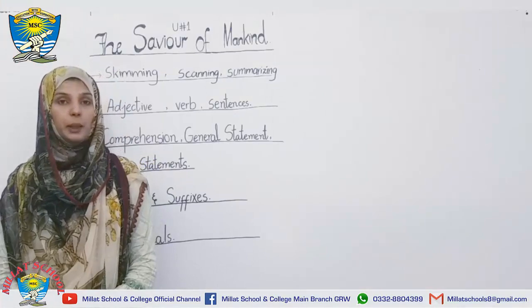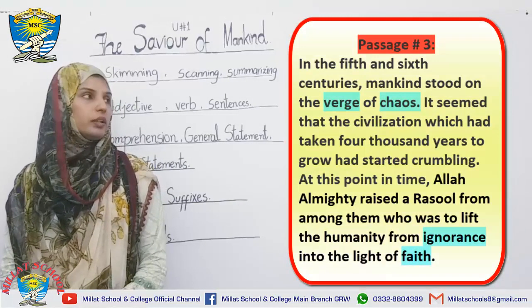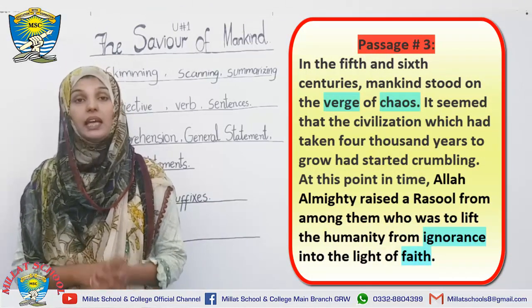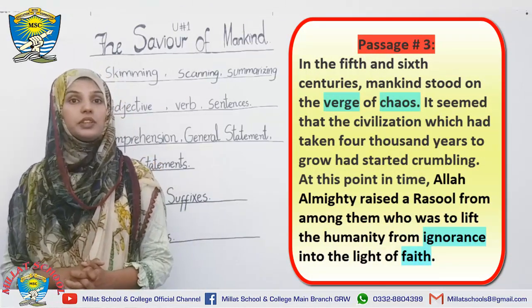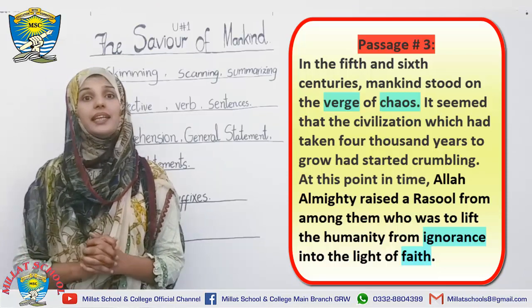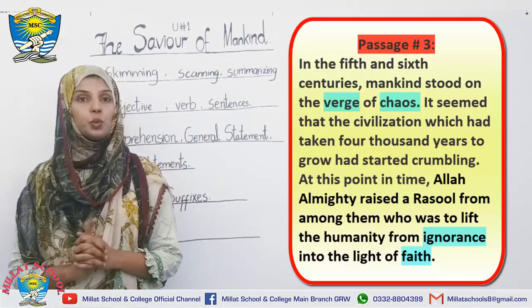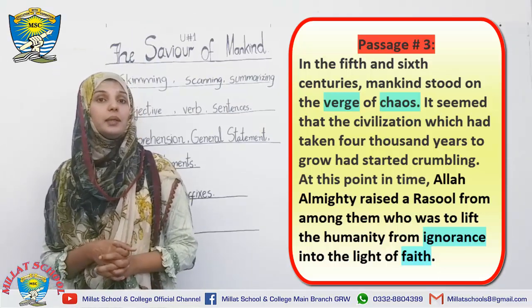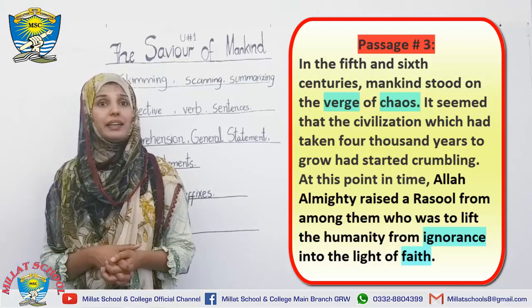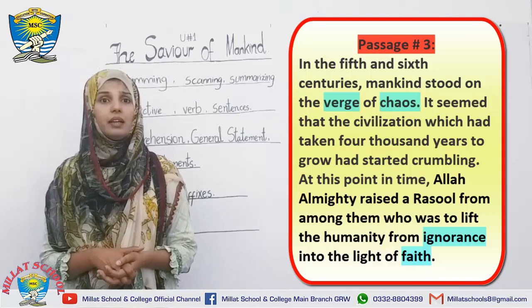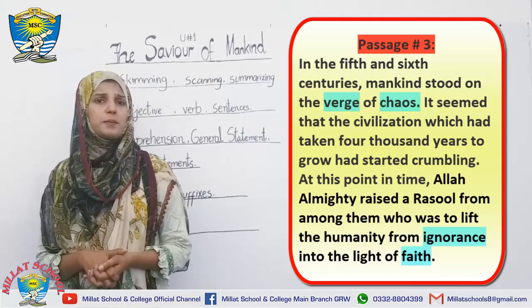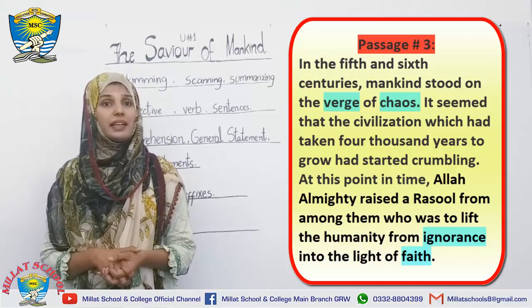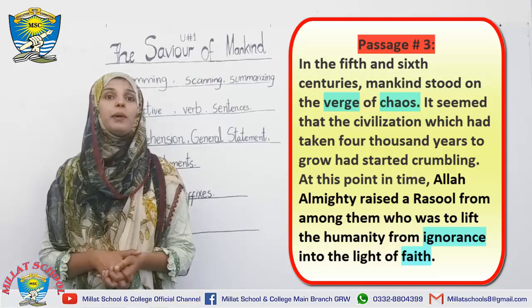Now you can see the third passage of your unit number 1 on the screen, and what is the main idea and what is the summary of that passage. In this passage, the main question is why there is a need to send al-Rasul for the Arabs. Yes, the need is that the Arabs were on the verge of chaos, that is they were in a very miserable condition. They indulged in so many types of social evil. So it is necessary for Allah to send a Rasul for the guidance of the people of Arabia.